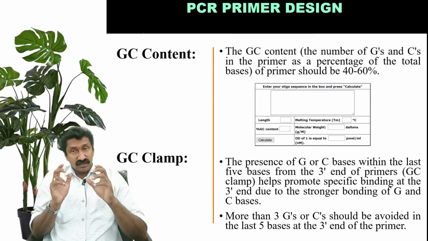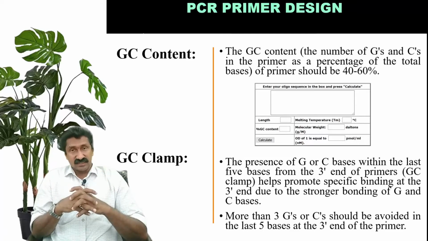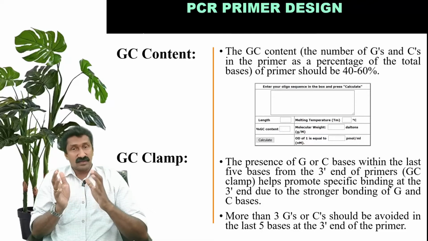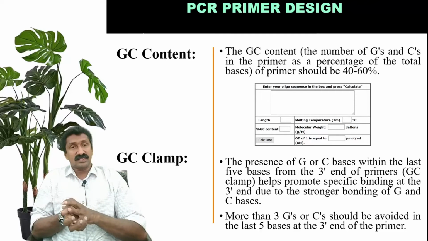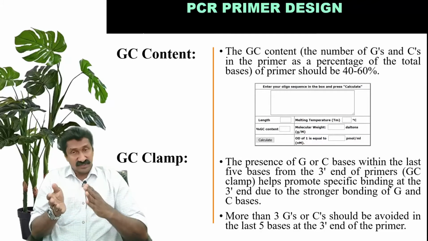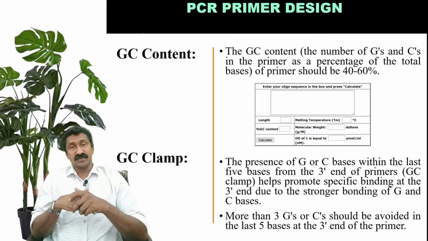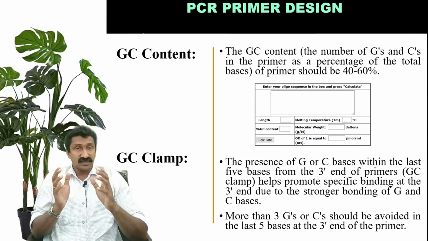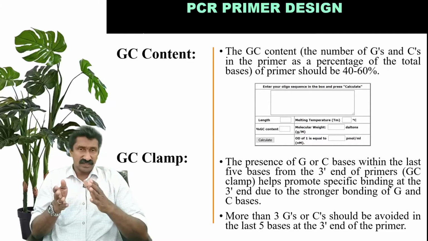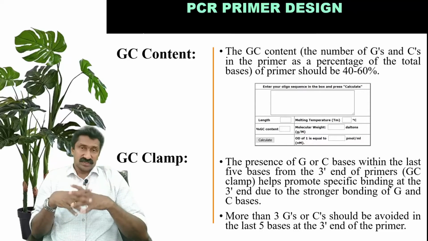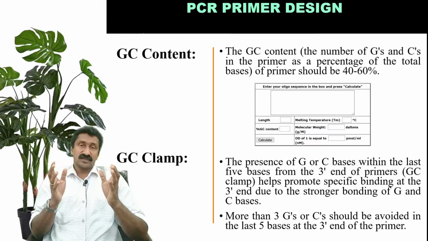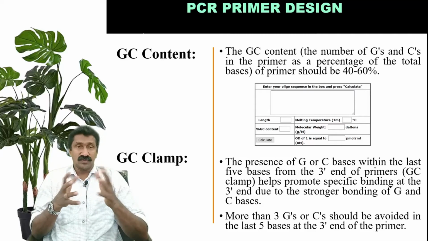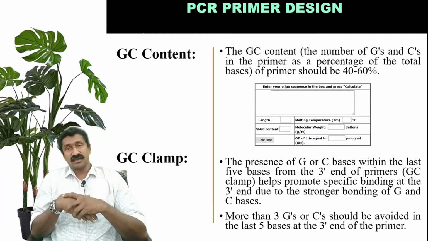The next factor is GC content. The GC content of the primer is an important factor. It even determines the melting temperature of the primer. The number of G's and C's in the primer, as a percentage of the total bases, is the GC content, and it should be 40 to 60%. So the overall GC content of the primer should be between 40 and 60%. Almost half of the sequence should be GC pairs.